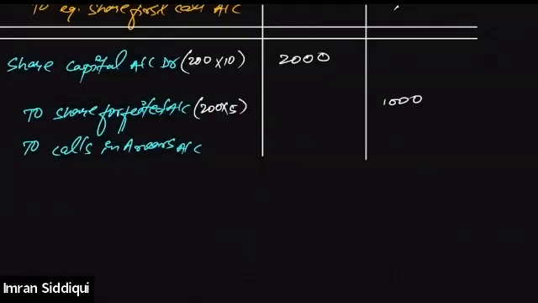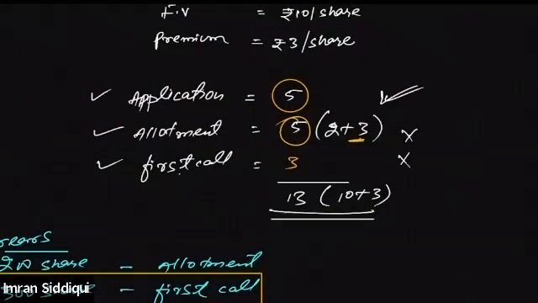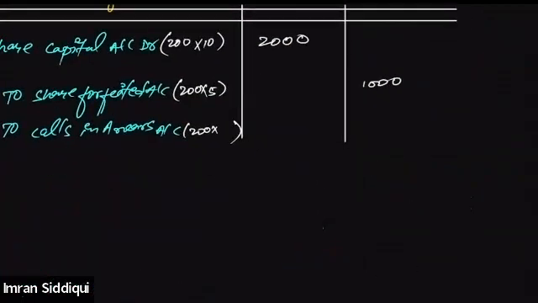What about the calls in arrears? Calls in arrears will be 200 into what he did not pay for the allotment and first call. Now we need to write this including premium. Now consider what was the premium on allotment and first call. There was premium in the allotment only. We need to include that as well. 5 plus 3 will be 8. Right? 200 into 8 will be 1600.